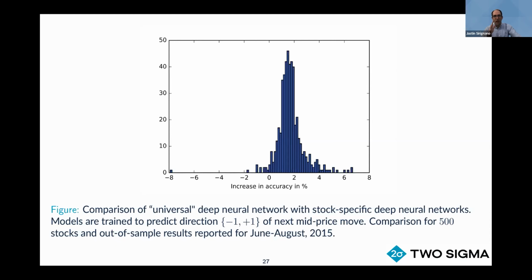The histogram plots the increase in accuracy of the universal model versus the stock-specific recurrent network models across approximately 500 stocks in a 3-month out-of-sample time period. The universal model consistently outperforms the stock-specific models, as the histogram shows. This suggests that different stocks share some universality to their order book dynamics, and this can be used to reduce overfitting in the training of machine learning models, potentially leading to improved model accuracy.